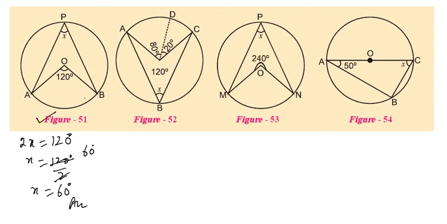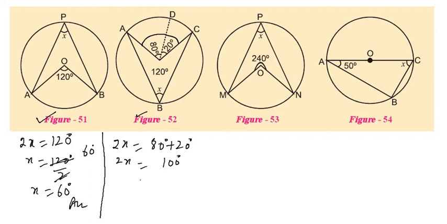That is figure 51. Now come to figure 52. You can apply the same thing. The total angle is 100. So what will happen? 2x will be equal to 80 plus 20. The whole angle is 80 plus 20. You can see here it is 80 and 20 here. So 2x will be equal to 80 and 20, that is 100 degrees. So x will be equal to 100 degrees divided by 2, 2 fives are 10, so x will be equal to 50 degrees. So that one is your answer.